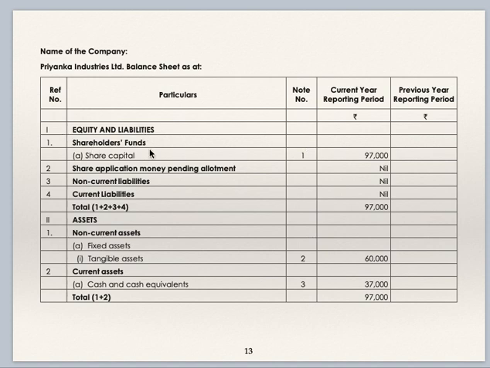Equity and liability, below that shareholders funds, share capital, note number 1 we have seen, paid up capital 97,000. Nothing else is there, so total is 97,000. Assets, this is vertical format of balance sheet as per Companies Act 2013. Assets, non-current assets, fixed assets, you have tangible assets, note number 2, 60,000. Current assets, cash and cash equivalent, note number 3 we have just now seen, 37,000. 60 plus 37 is 97,000. So total of equity and liability matches with total of assets.